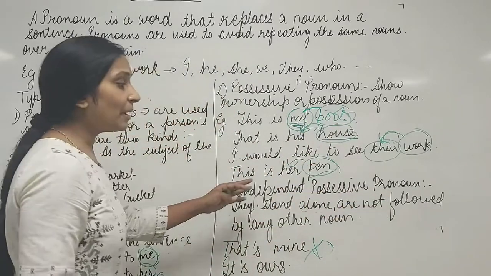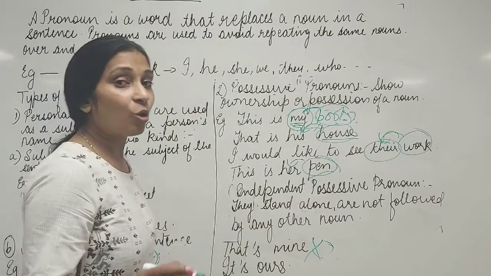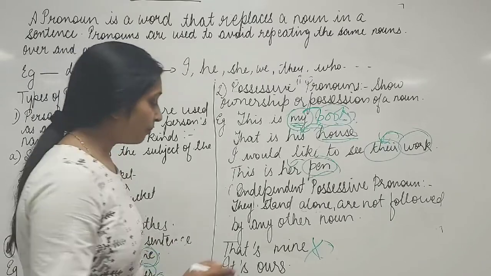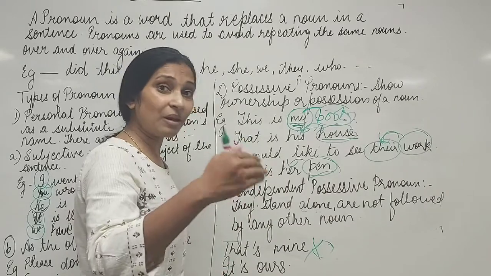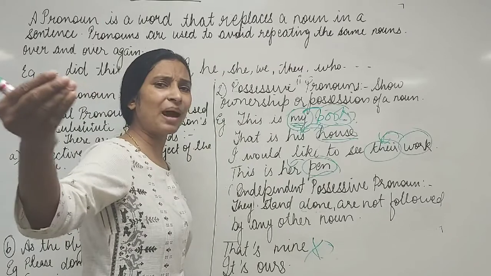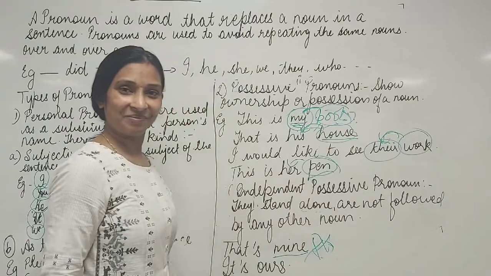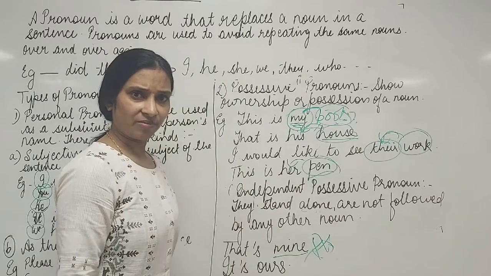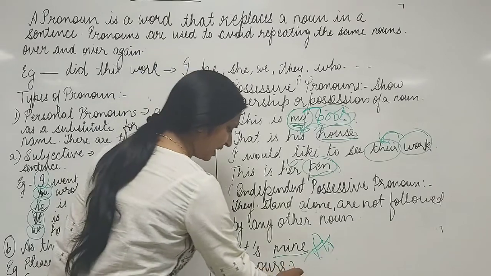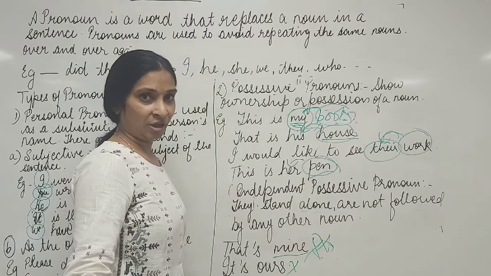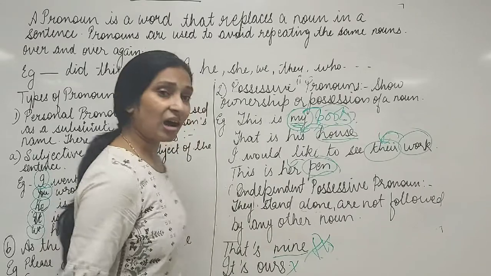Now here, independent possessive pronoun. Here they stand alone. They don't need a noun after them. Clear? Like that's mine. Now that can be anything, but that's mine. That pen is mine. Now here after mine no noun is there. Clear? It's ours. Now it can be a chocolate. The chocolate is ours. But is there any noun after ours? No. So it is an independent possessive pronoun. These clothes are yours.